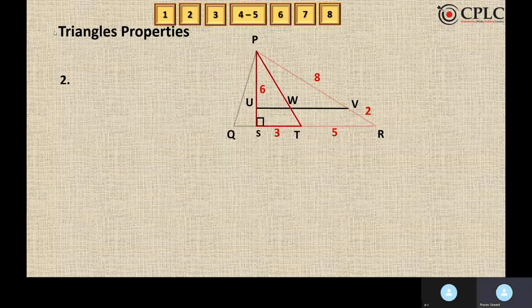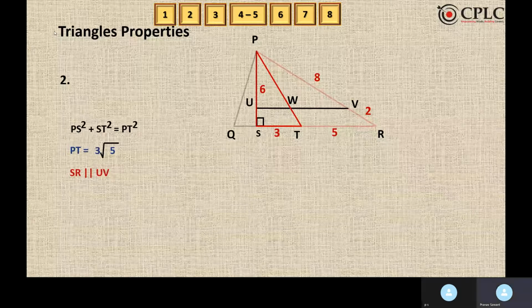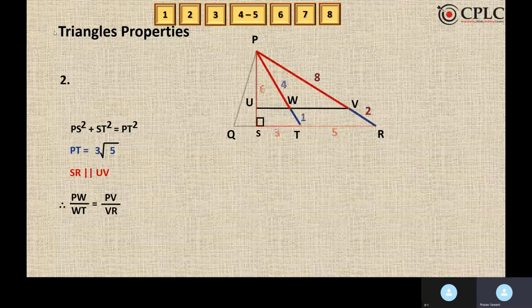Now, we also have one more right angle triangle, that is PST. In this, we have PS as 6, ST as 3. So we can easily find out PT by again applying Pythagoras theorem. So by applying Pythagoras theorem, we'll get PT as 3 root 5. Now we know one more thing, that SR is parallel to UV. Hence, by applying the property, we can say that PW upon WT is equal to PV upon VR.